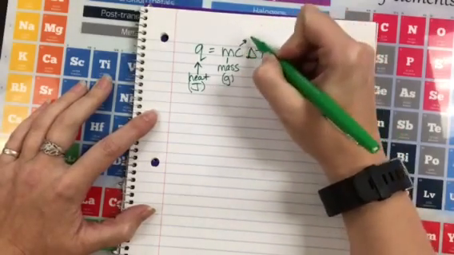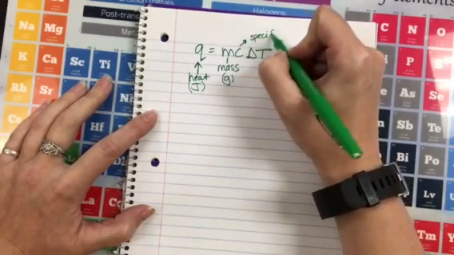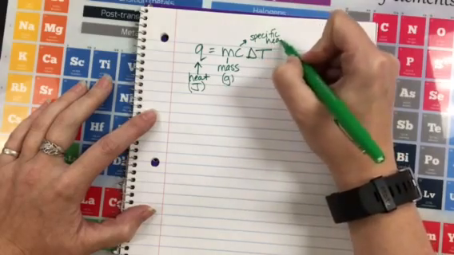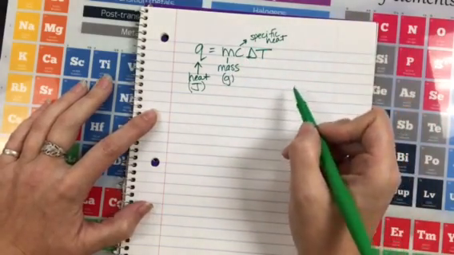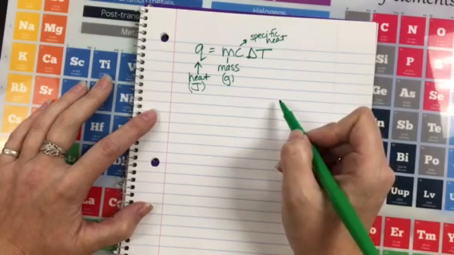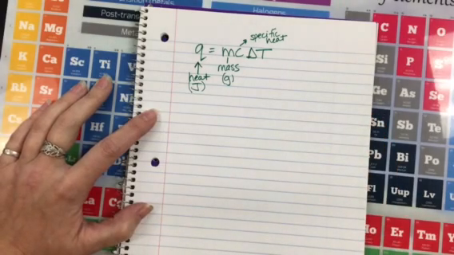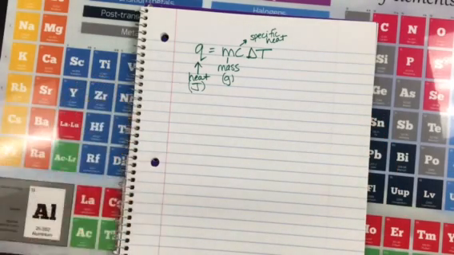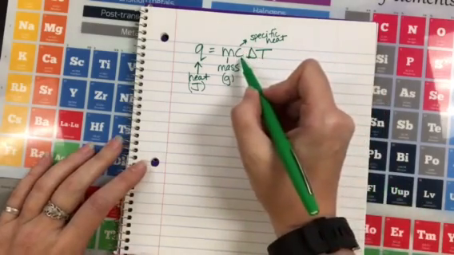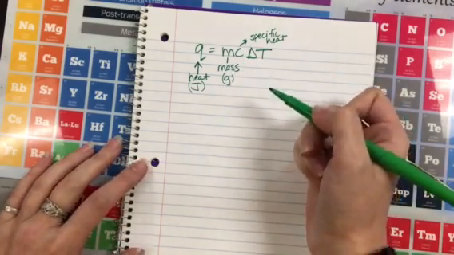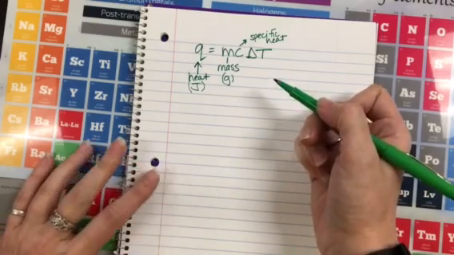This C right here is called your specific heat. Your specific heat is a constant value, hence the C. And with that specific heat, you're always going to plug in the same number no matter what. When you plug in that same number no matter what, it's going to tell you how much energy it takes to raise 1 gram of that substance that you're dealing with in the question 1 degree Celsius.